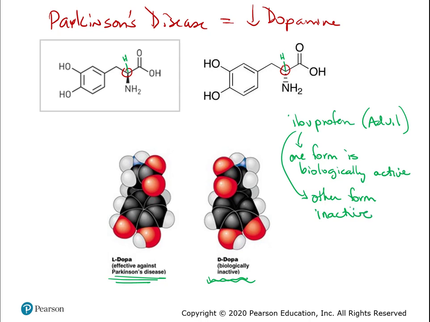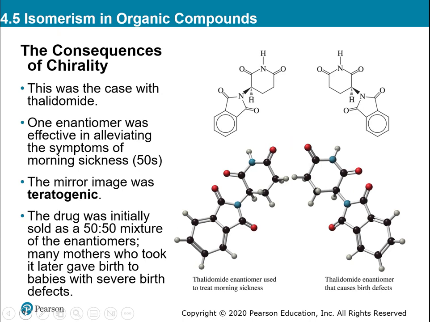So sort of this understanding led to the realization that, hey, if we've got a chiral carbon, we might be giving patients something that's not going to help them. We really want to just give them the form that's going to be biologically active. This became extremely obvious and led to a lot of changes in the 1940s. So there was a drug that was developed called thalidomide. Thalidomide was used in the late 1940s, early 1950s as a way of alleviating morning sickness.